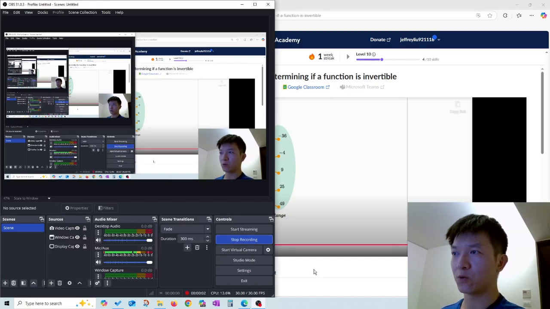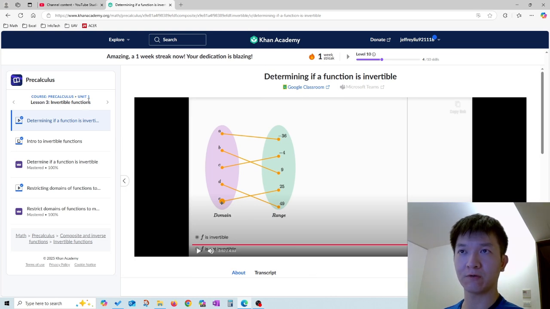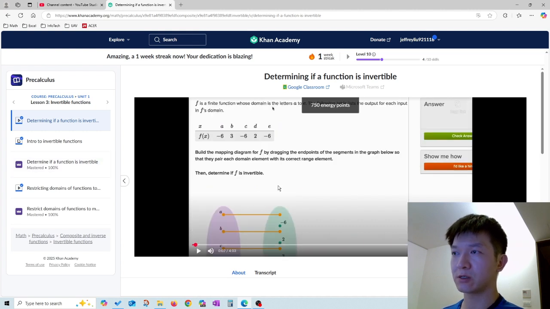Alright guys, so we are doing invertible functions. It's part of our Lesson 3 of Unit 1, Composite and Inverse Functions. So follow along. Alright, this is our first question here.